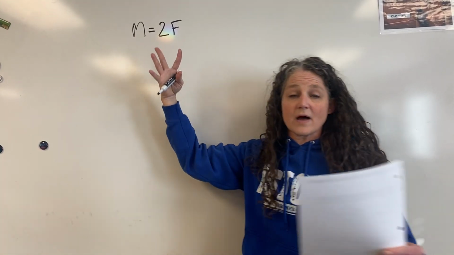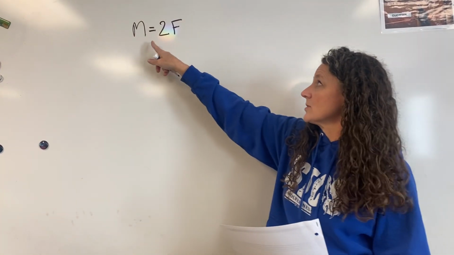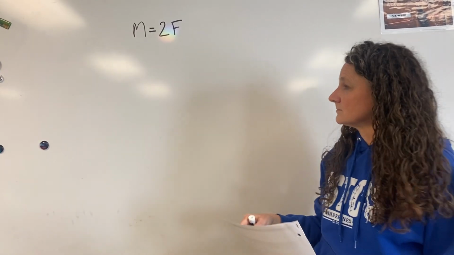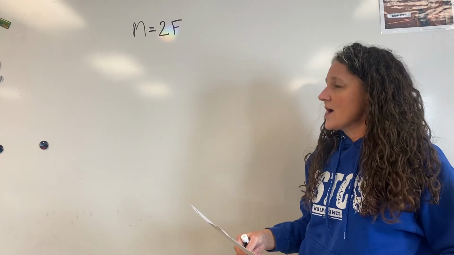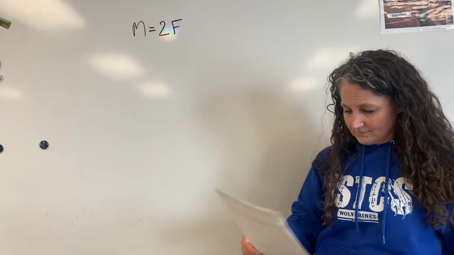Do I know anything about their ages? No. I just know that Marissa is 2 times Frank. This is money, not ages. It says money, not ages. If Frank has $4, Marissa has 8.